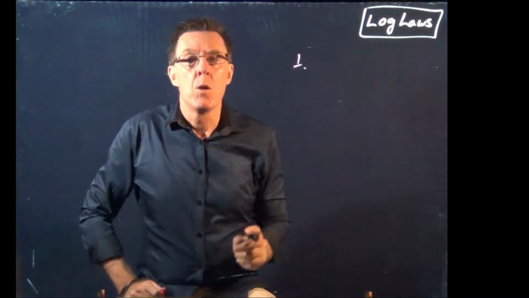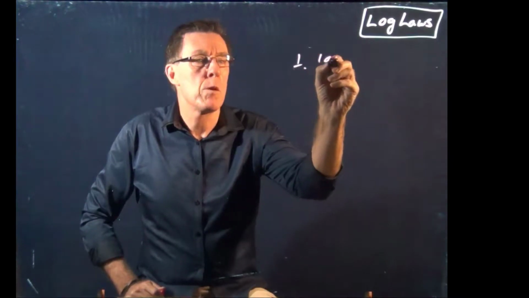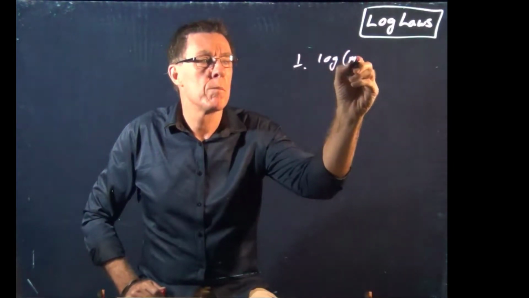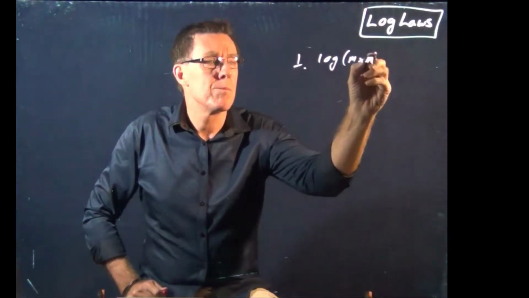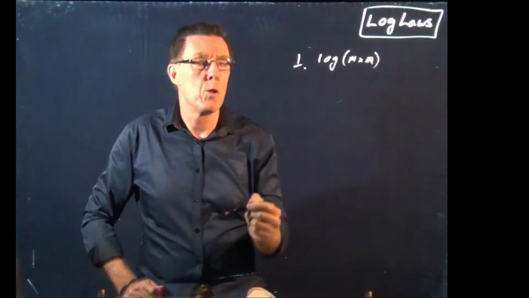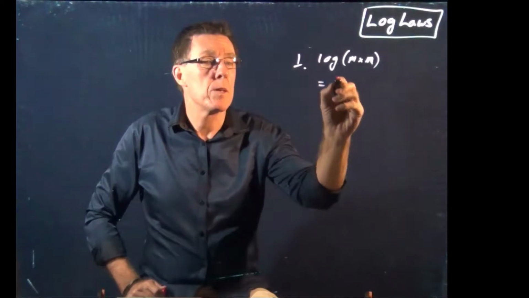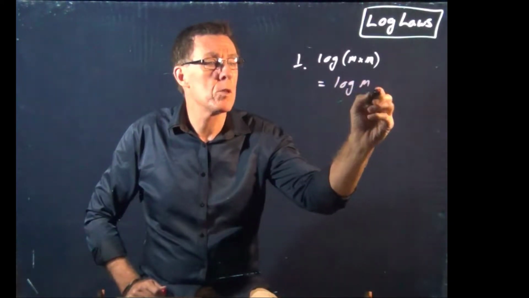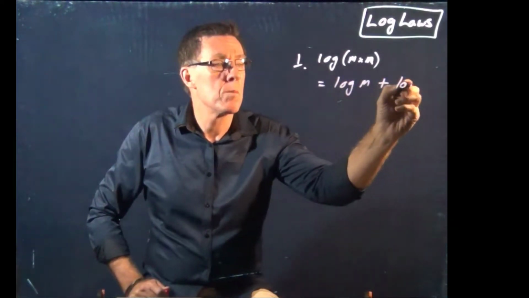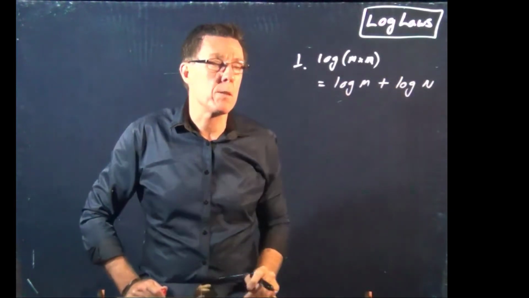Now, just like with indices, there were all the index laws you had to know. Same with logarithms, heaps of laws you need to know. So let's go through them right now. So, law number 1. If you have the log of two numbers multiplied together, that's the same as taking the log of the first added to the log of the second.